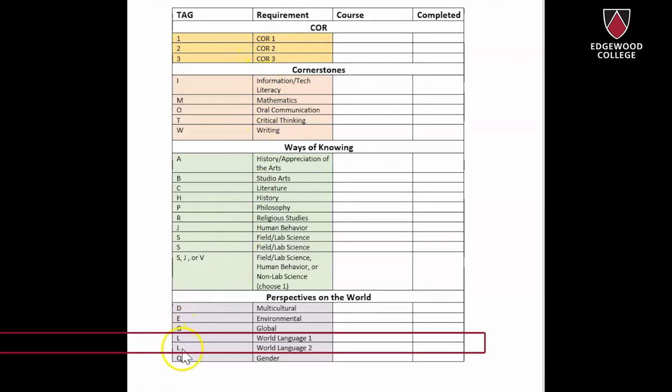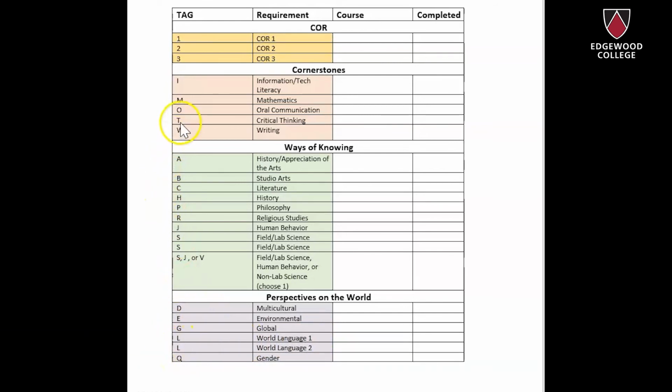Let's jump down to these L tags. This is the world language. Just wanted to make sure that you know that we usually take your high school transcripts and make sure that you have taken at least 2 years of a foreign language and have gotten at least a C or better, and that you have 2 credits. Otherwise you'll need to retake, or you'll need to take a language course.